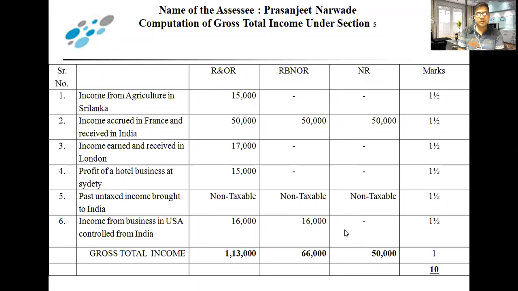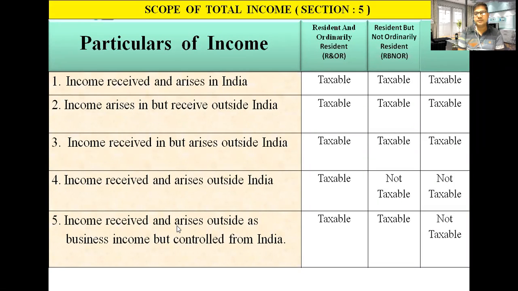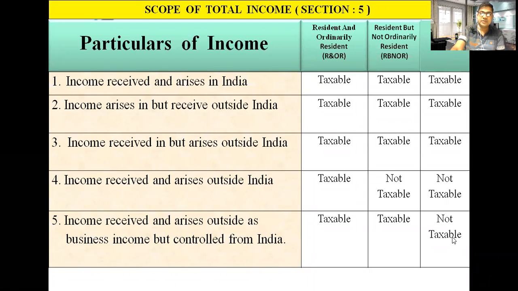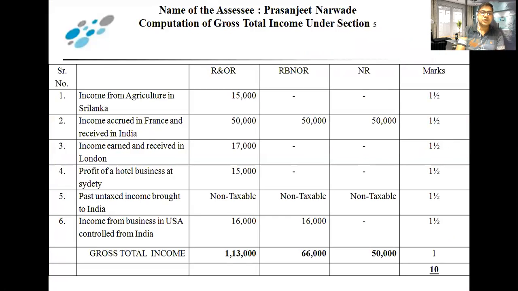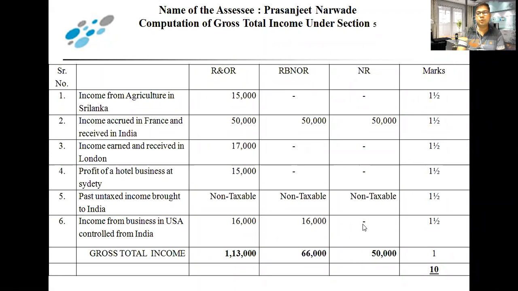Then friends, next is sixth number, income from business in USA, controlled from India. If you see the fifth condition, income received and arising outside India as a business income but controlled from India is taxable to R&OR and RBNOR, but not taxable to NR. The same way we have to consider here: it is controlled from India and arises and is received outside India. Therefore, it is taxable to R&OR 16,000 and RBNOR 16,000. It is not taxable to NR. I hope you understood how we will write.